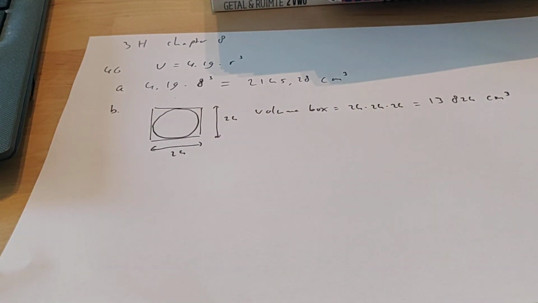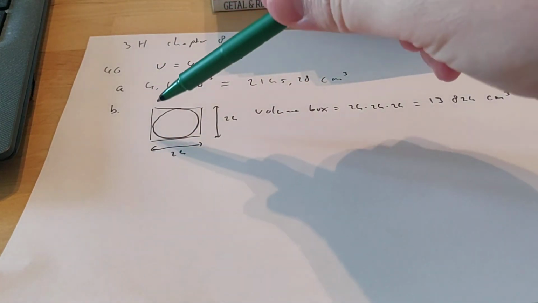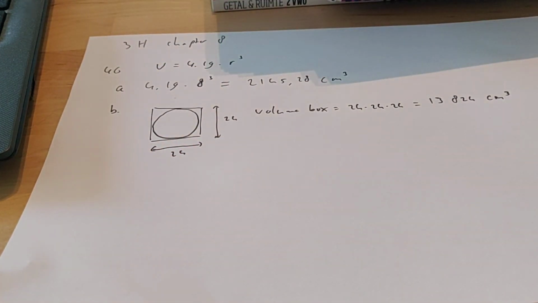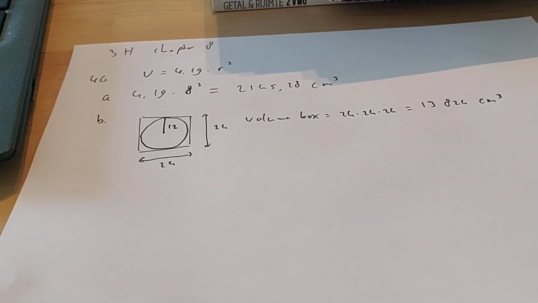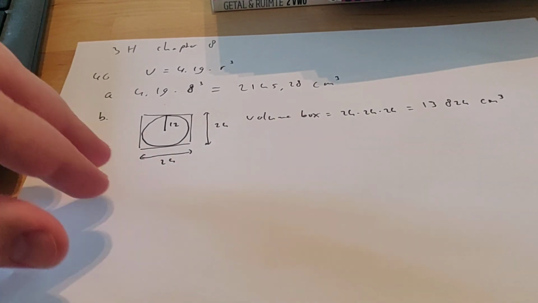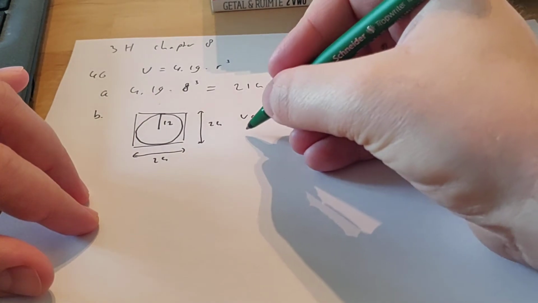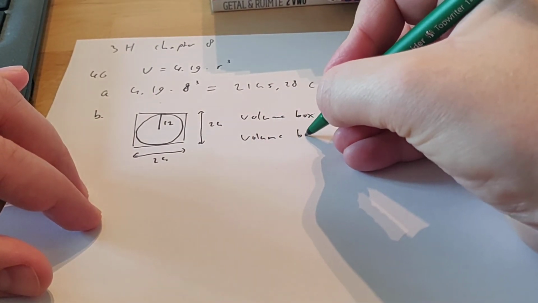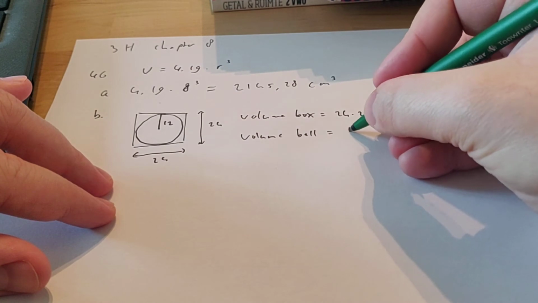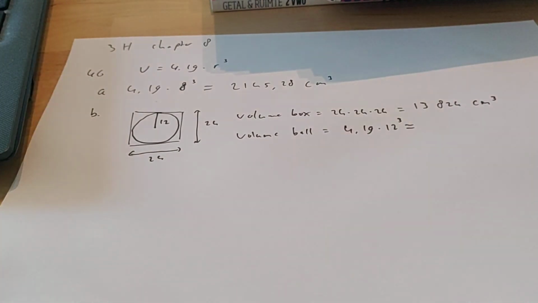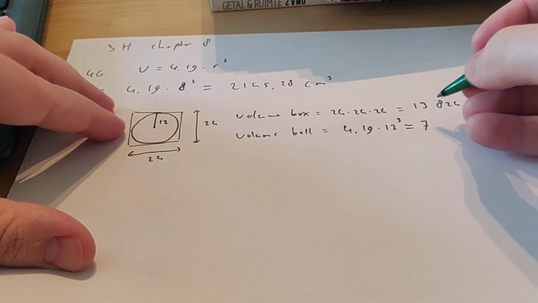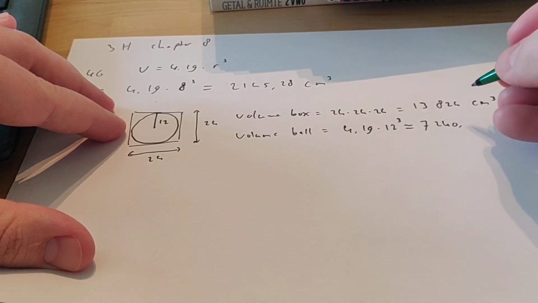Then I want to know the volume of the ball. Well, the ball fits exactly inside of it, so the diameter of the volleyball is 24. That means that the radius, so from the middle to the outside, that's 12. The radius is always half of the diameter. So if you fill that into this formula, we get the volume of the ball is 4.19 times the radius to the power of 3. So let me calculate what that is. Times 12 to the power of 3. This is 7,240.32.